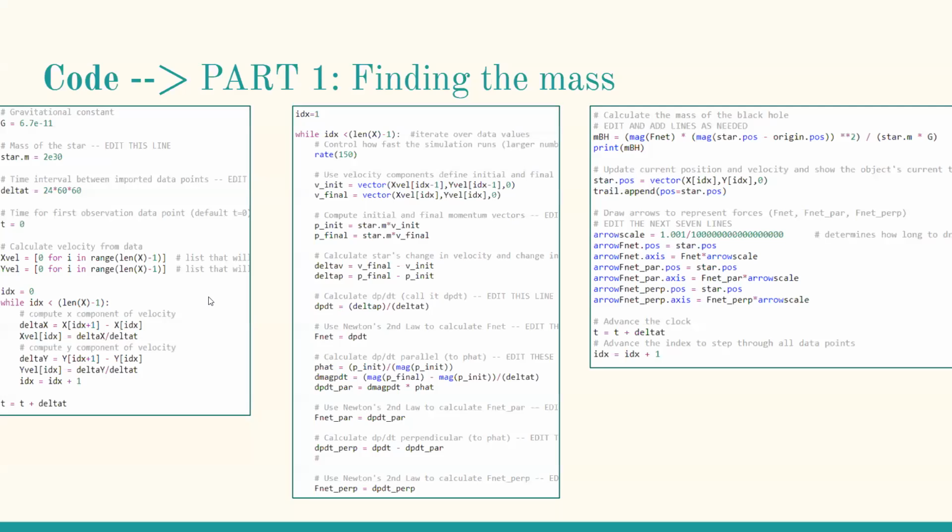So looking at the code for part 1, when I had to find the mass, most of the stuff on the left side of the screen did stay the same. There wasn't much that I had to change in that region, but in the actual calculation loop itself, I had to look at the initial and final velocity formulas so that I could plug those into the momentum formulas, then plug both the velocity and the momentum initial and final formulas into the delta V and delta P formulas, so I could find the net force, which is equal to the derivative of P, which would be change in P over change in T.